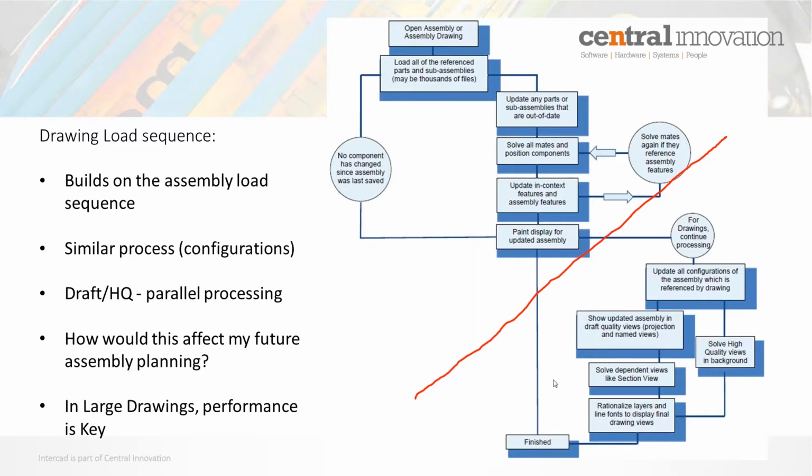And I guess the question needs to be asked, how would this affect my future assembly planning? Because obviously the more detail you've got in the assembly, and the bigger the assembly is in terms of its parts and features, the more impact it's going to have on the performance. And for large assembly drawings, performance is going to be more important perhaps than what it is at the actual assembly level. So some things to consider there.